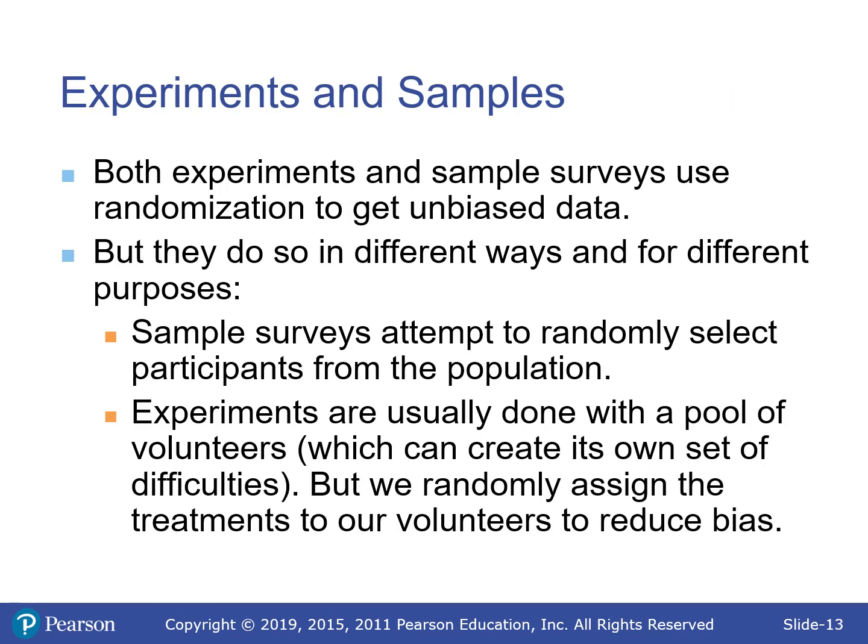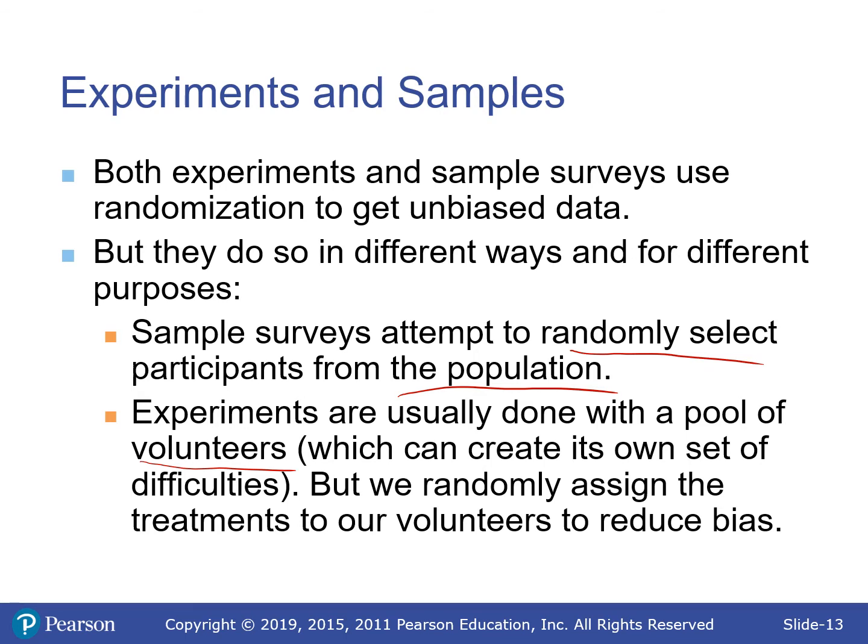So, experiments versus samples. They both use randomization to get unbiased data, but they do so in different ways. And I mentioned this earlier, but the sample surveys, they randomly select from the population. Experiments are usually done with a pool of volunteers, which can create its own difficulty.